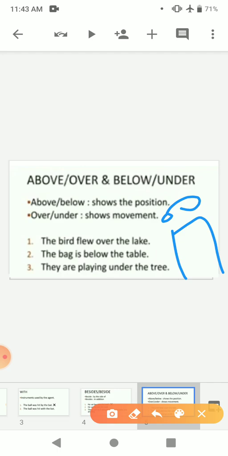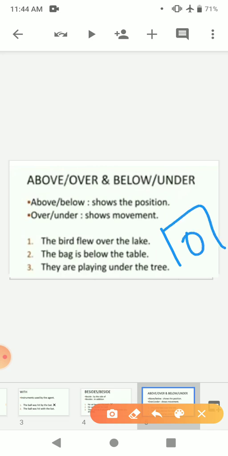Same is the case with below and under. For example, here is a table. A cat is here. We use below, but if the cat is in movement, we use under. If it is in movement, we use under, but if it is just here, we use below. So over and under show movement, and above and below show just the position.